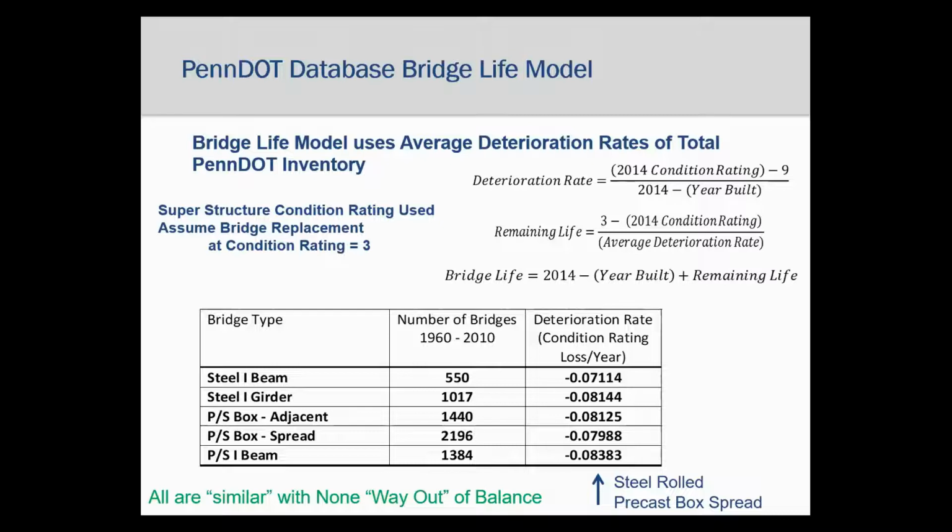The second aspect is the statement at the bottom left that all are similar with none way out of balance. The results show that the deterioration rates for all 5 types of bridges are not far off from each other. There is no one type of bridge that greatly outperforms the others, nor is there a type that is significantly less than the others. And we're going to address this statement, all are similar with none way out of balance, towards the end of this presentation.